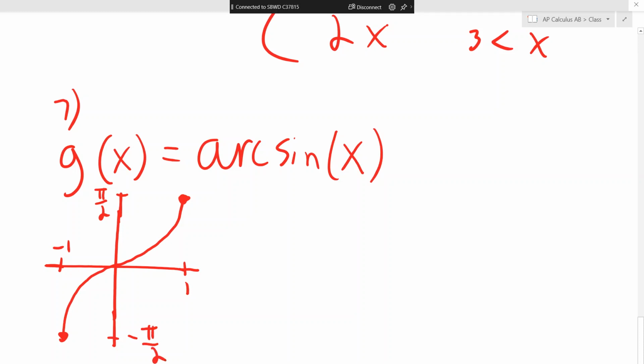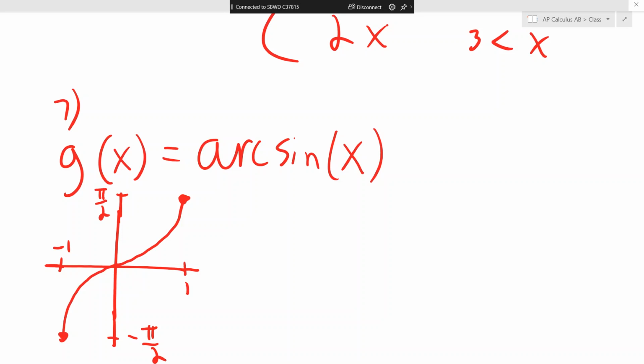Because the graph does not exist outside of 1 and negative 1, that thing is not differentiable for anything less than negative 1 or anything greater than 1. Easy enough? Without doing any calculus. We also know it's not differentiable at 1 or negative 1 because the graph stops there. It also happens to be vertical. So there's a lot of reasons why that's happening.